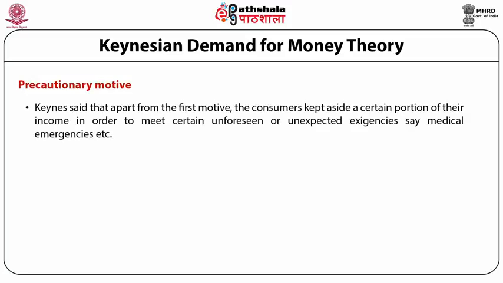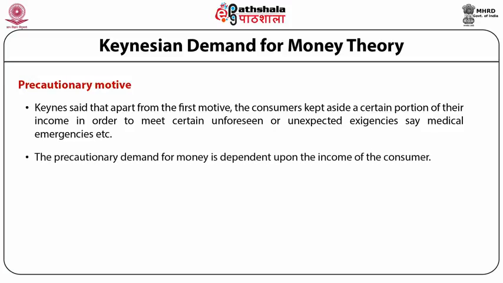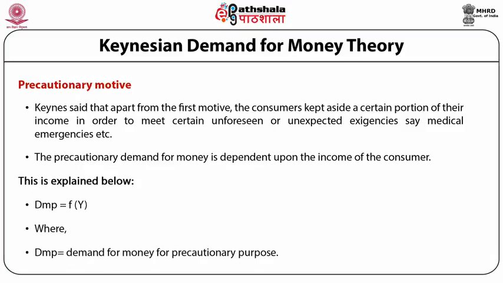Second, precautionary motive. Keynes said that apart from the first motive, the consumers kept aside a certain portion of their income in order to meet certain unforeseen or unexpected exigencies, say medical emergencies, etc. The precautionary demand for money is dependent upon the income of the consumer. This is explained as demand for money for precautionary purpose is a function of income, or DMP is a function of Y, where DMP is the demand for money for precautionary purpose.